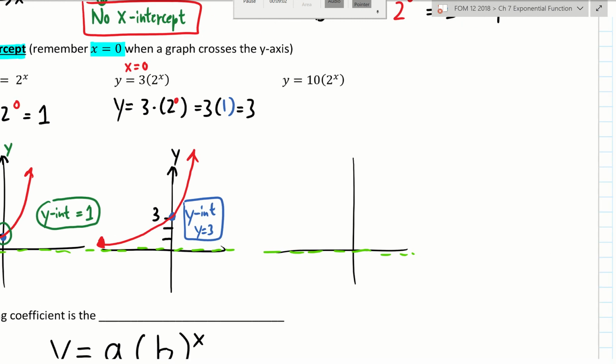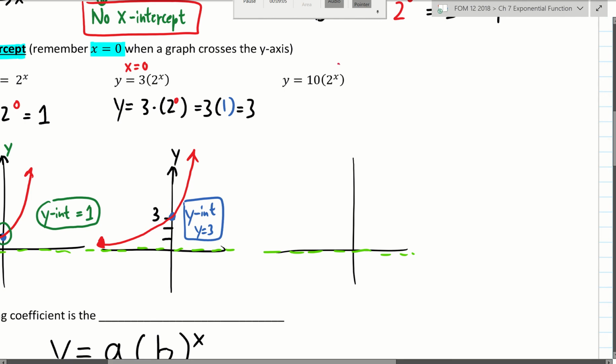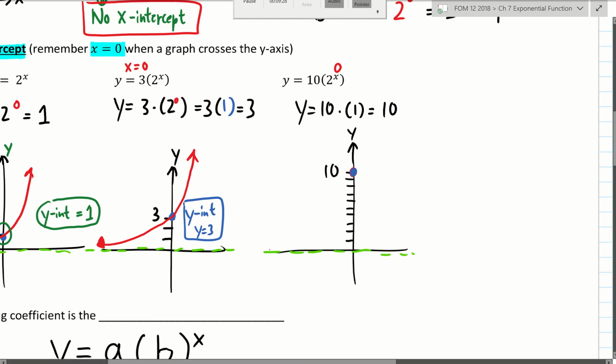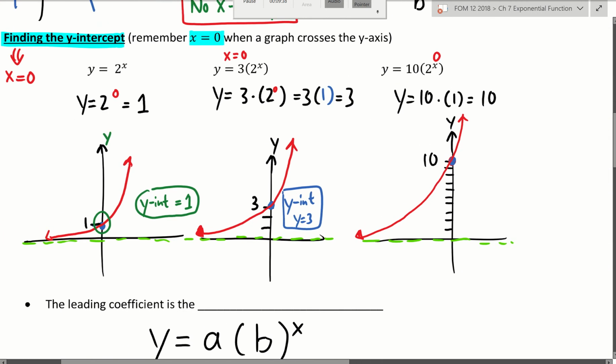So one more. How about this one? Well, you can see a pattern here already. If I set x equal to 0, this is going to be y equal to 10 times 2 to the power of 0, which is 1. Well, 10. So the y-intercept is at 10. So right here, what will the function look like? Well, it will look something like this, going up, up, up to 10, and crossing it like that.